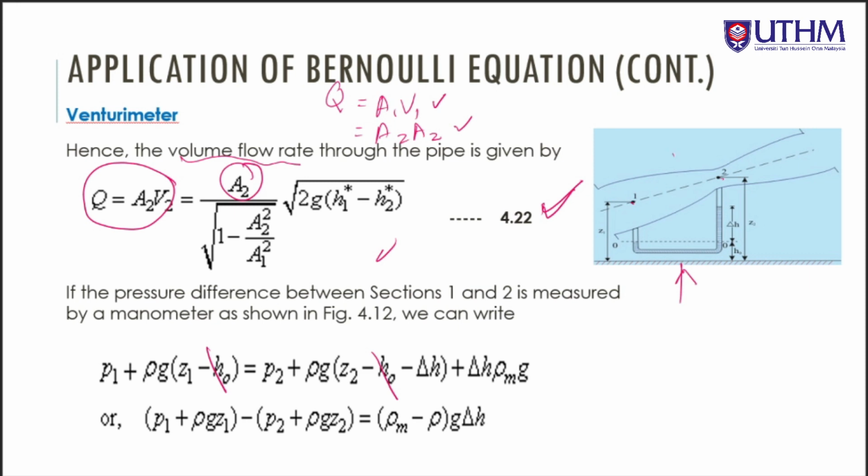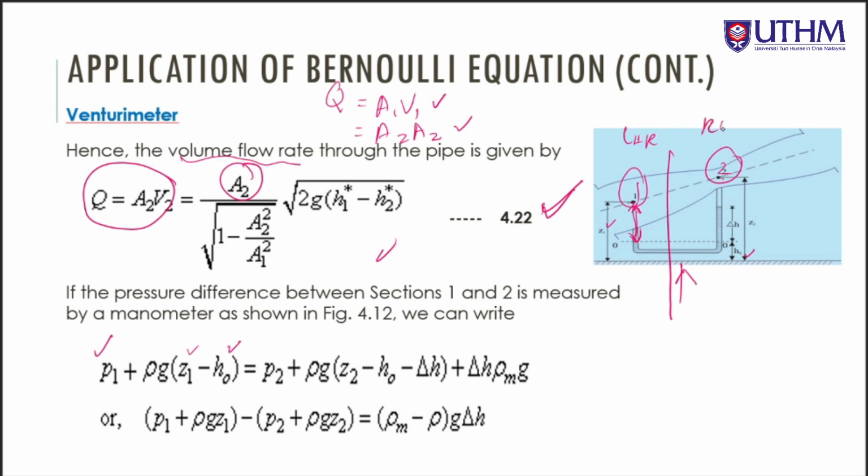Okay, so kita ada dua part at section 1 and at section 2. At section 1 kita ada apa? Kita ada P1. Sekejap, yang ni saya padam dulu. Kita ada P1 plus ini ketinggian ni. So rho g delta H. Rho g Z1 minus H0 untuk dapatkan this ketinggian. Okay, this ketinggian kan, Z1 minus H0. Okay, so that is on the left hand side.